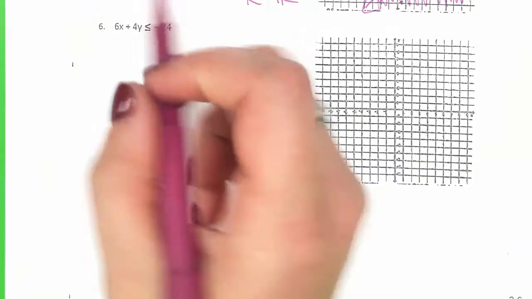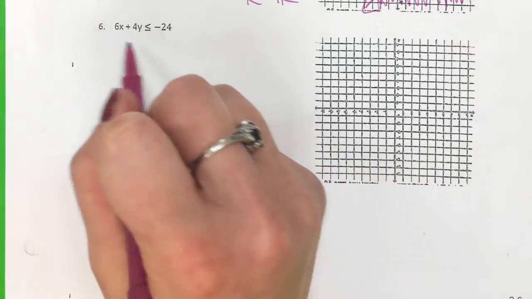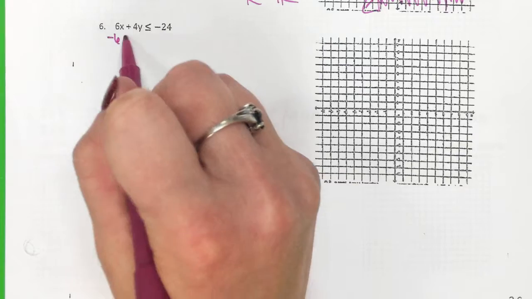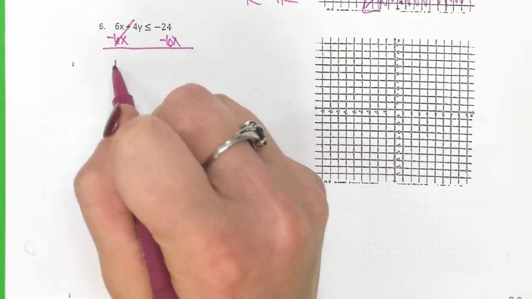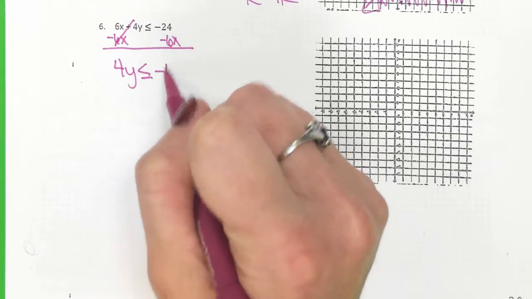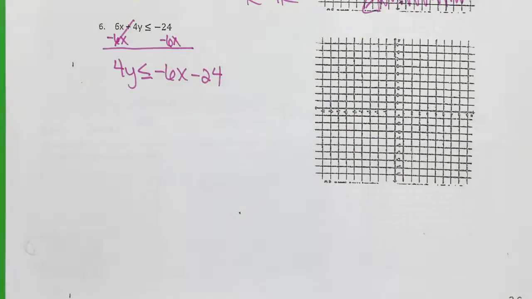All right, last one. Here we go. What do we got to do? We've got to get the y by itself, so we're going to subtract 6x. So we got 4y is less than or equal to negative 6x minus 24. Now, Jack, we didn't divide or multiply by anything. We just subtracted, okay? So we're not going to flip any signs.